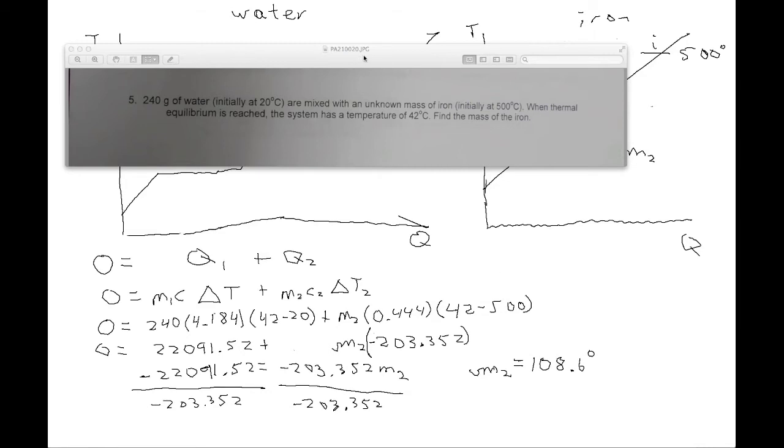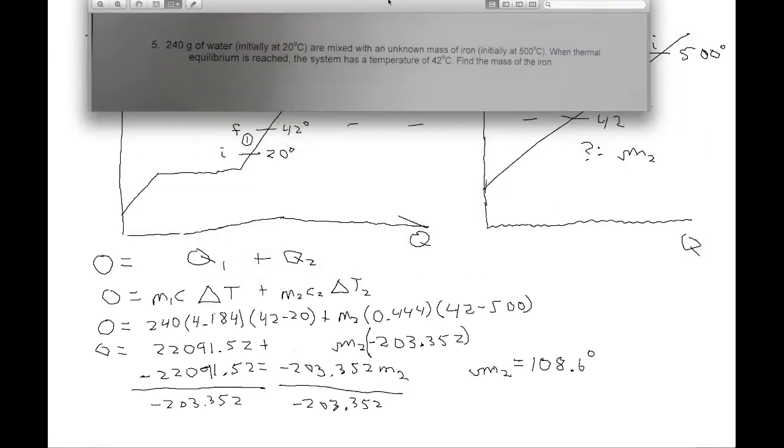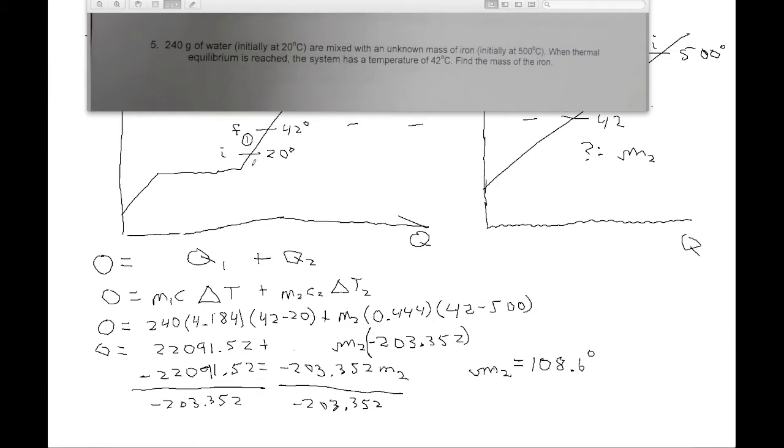By the way, based on common sense, should the water be having a positive or a negative Q? It should have a positive Q, because we're moving to the right in this graph. And did that match what you got in your math? What was the Q for the water? The Q for the water was positive, positive 22,000. So that came out right.